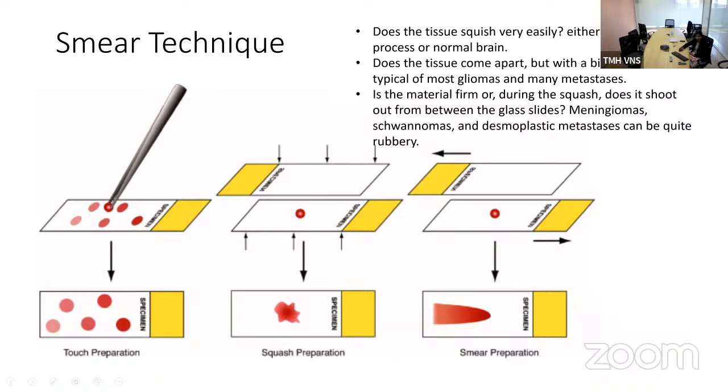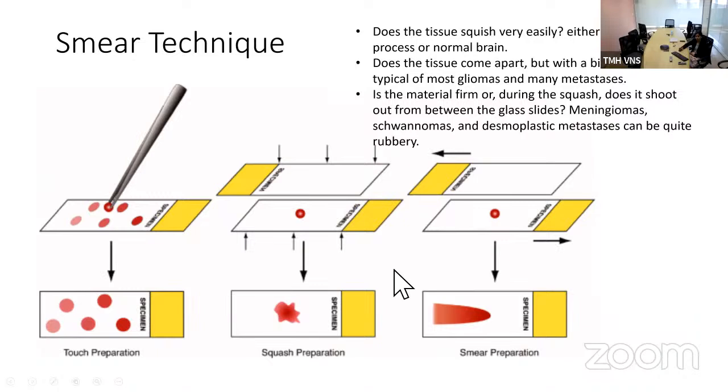The other method is a squash preparation, where we put the tissue between 2 slides and press upon it. The disadvantage is that we will have a central blob of tissue which is of no use. However, the periphery can be used for interpretation. It can be used in some glial tumors. But the method which is mostly used is the squash and smear technique. That is, we squash the tissue and then pull apart the slides and we get a gradient of a smear.